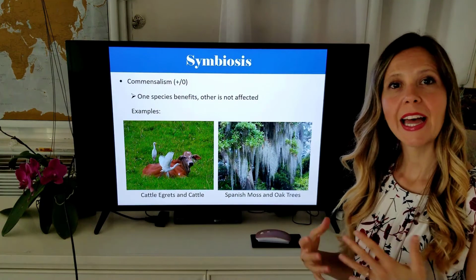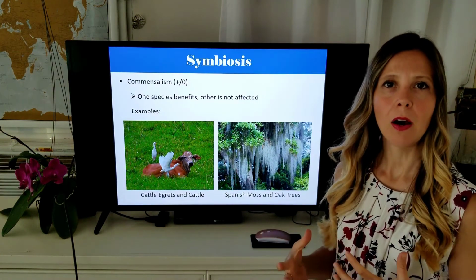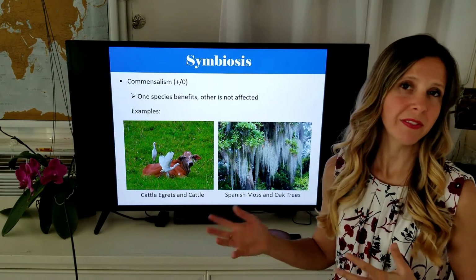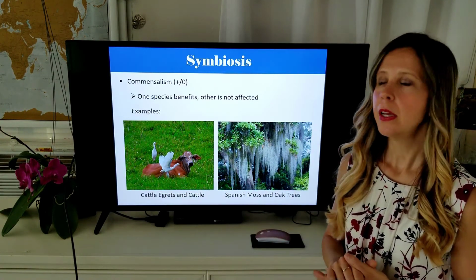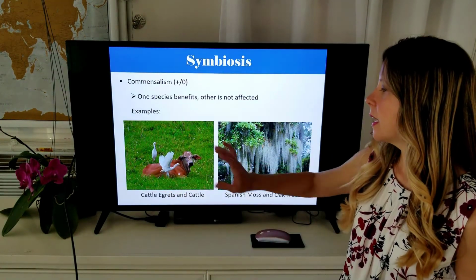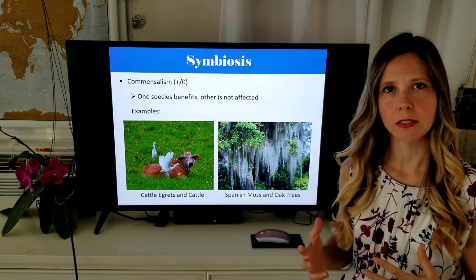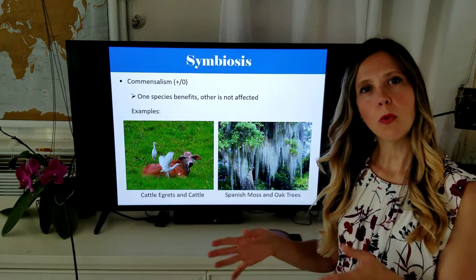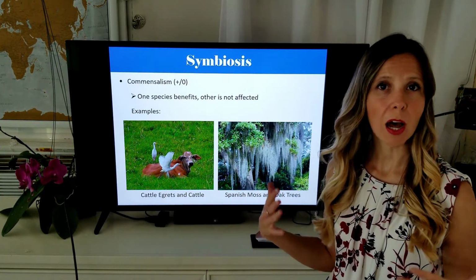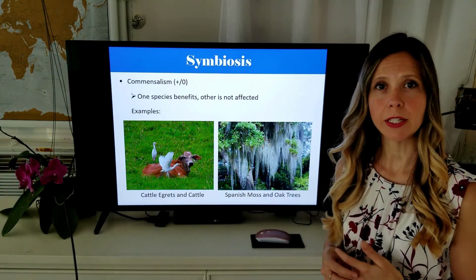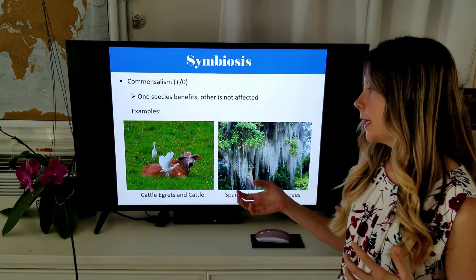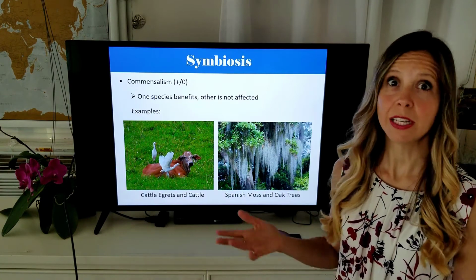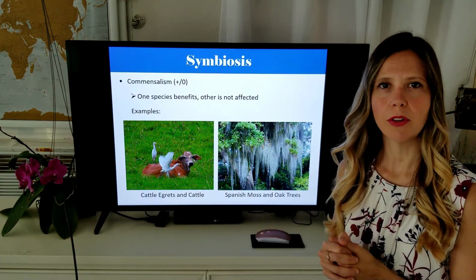Okay, so if we look at commensalism, in this case now, one organism benefits from the relationship, whilst the other one does not benefit and is not harmed either. So the example we have over here is the cattle egret and cattle. The cattle egret kind of hangs around the cattle, and as the cattle walks through the grass, it stirs up insects that the cattle egret is able to eat. So the cattle egret is gaining easy access to food, whilst the cattle is really not gaining or being harmed in that relationship.